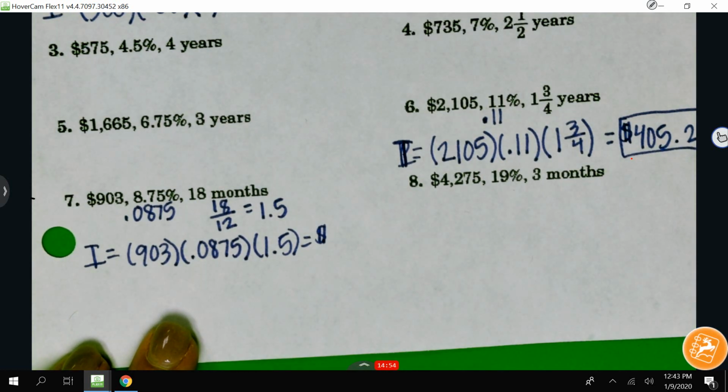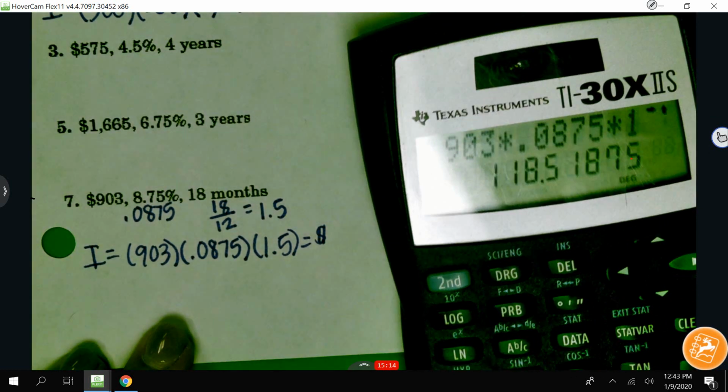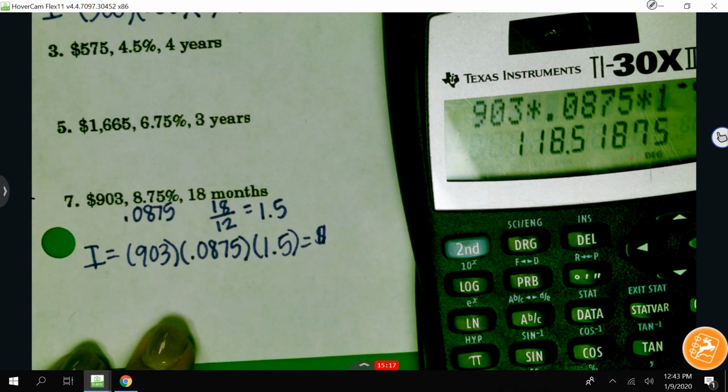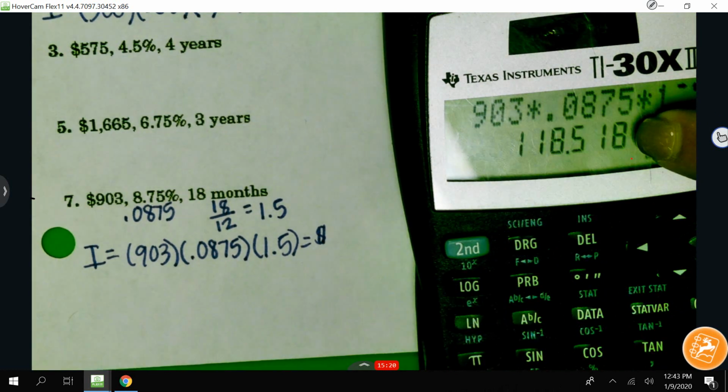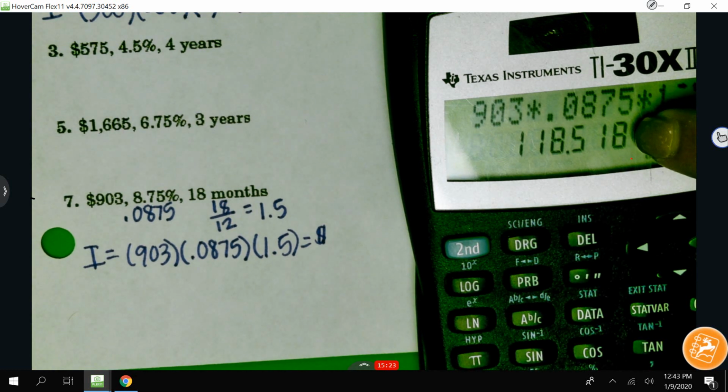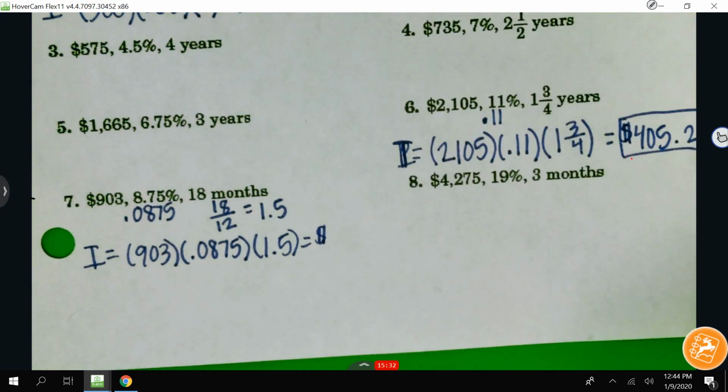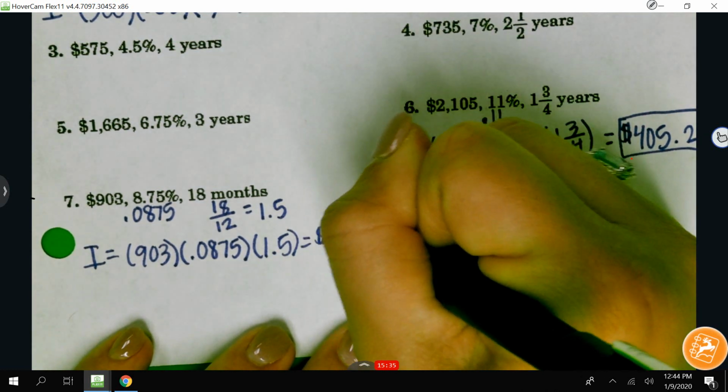So how does that round? It would be 118. Remember, all you need is the three digits after the decimal, so the .518. You look at that 8, it's larger than 5, so it turns the 1 into a 2. Okay. So 118.52. So $118.52.